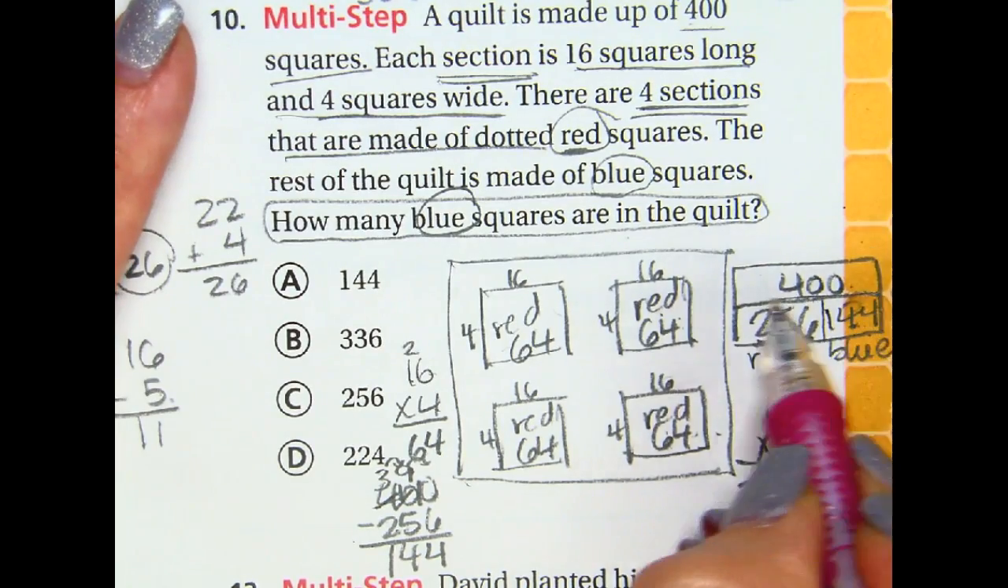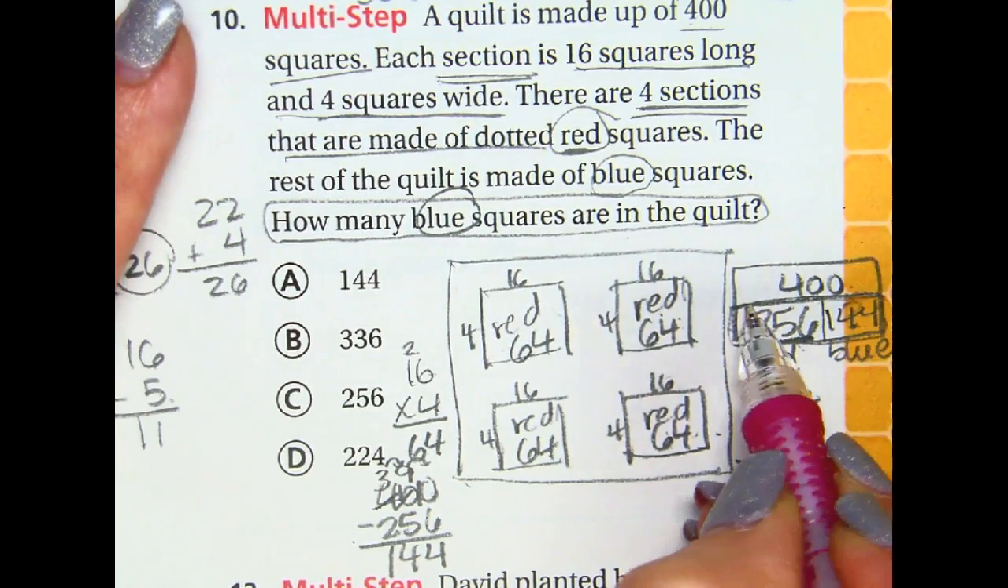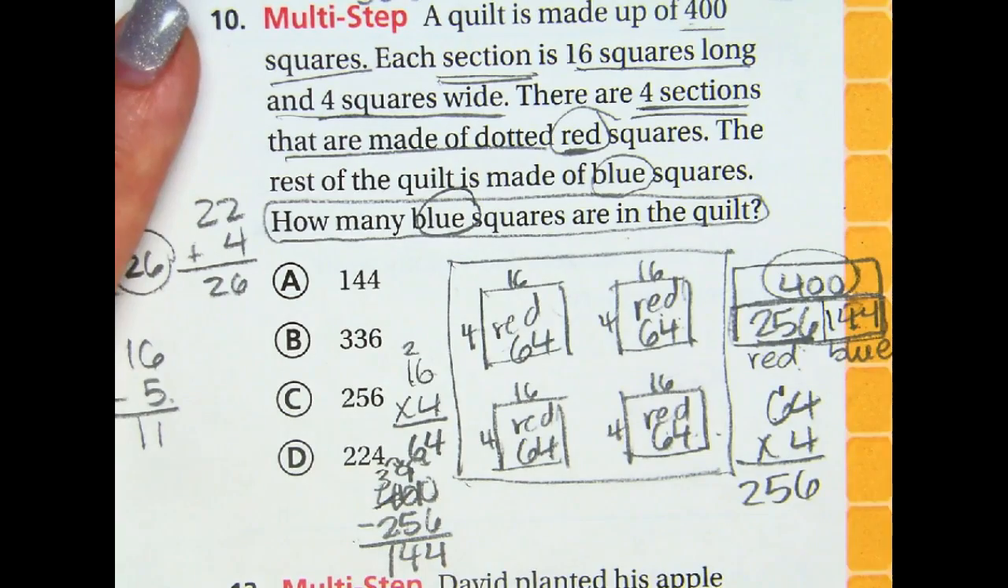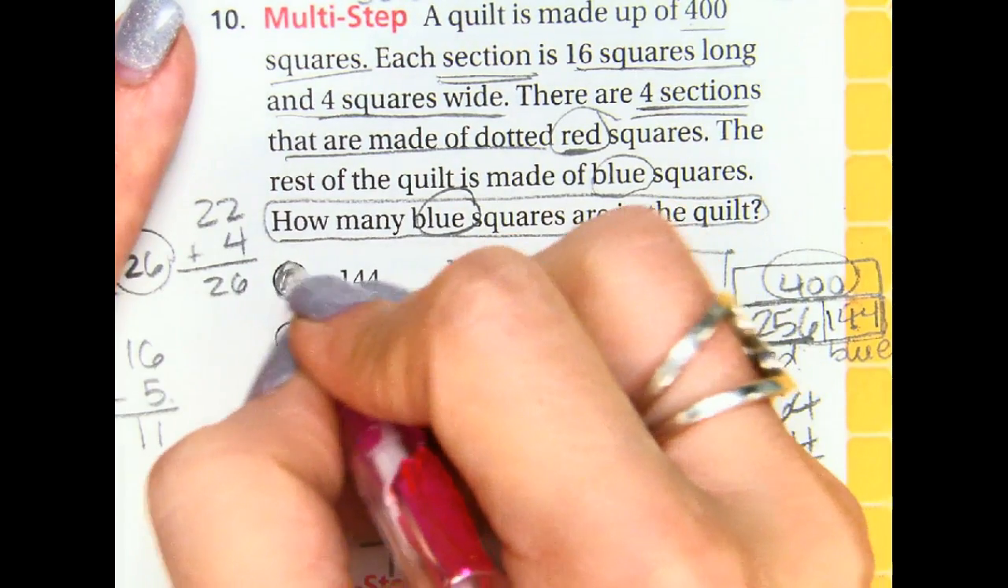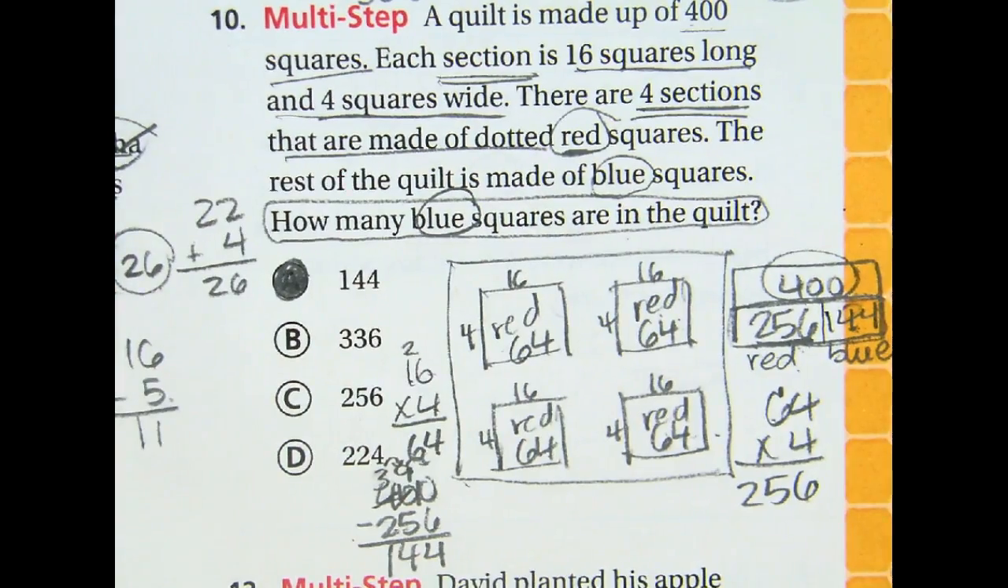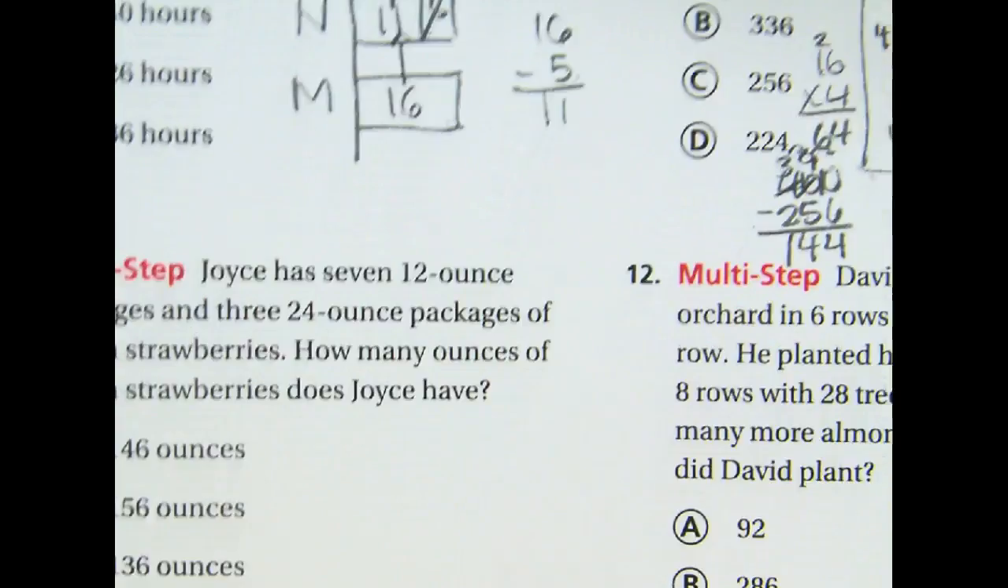Now, should we be able to go back and add these two numbers together to equal 400? Yes, that is a great way to double check your answer. 144 is correct. Okay, we only have 2 more to go. Let me fold this.